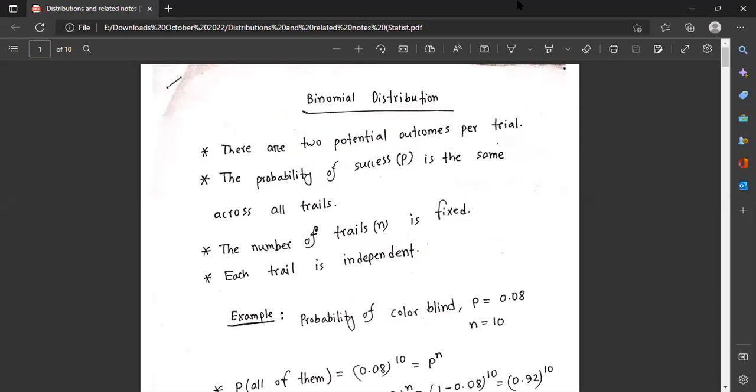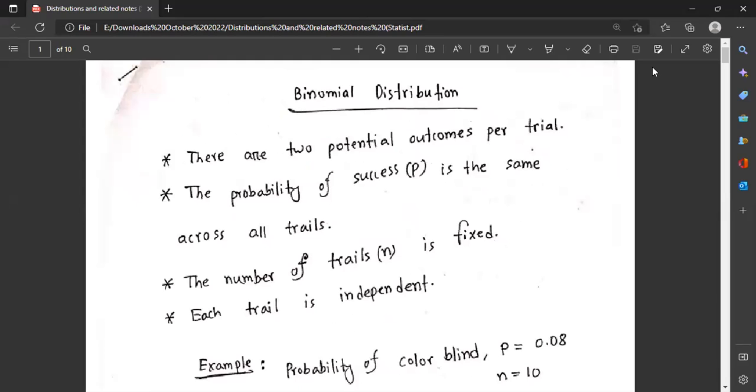So Alex, can you see my screen now? It's the PDF file. I only see. Yeah. Okay.